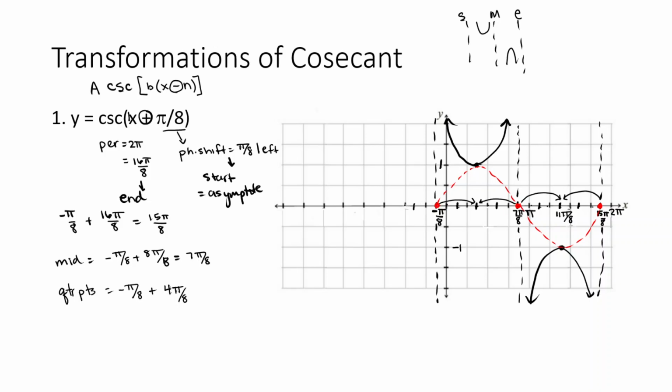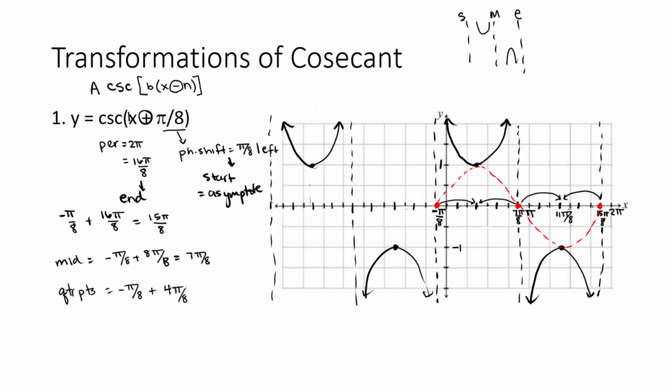So 1, 2, 3, 4, 5, 6, 7, 8. 1, 2, 3, 4, 5, 6, 7, 8. 4 in between, 1, 2, 3, 4. And this will give me a bottom because they have to alternate. And then 1, 2, 3, 4 will give me a valley there. So now I have 2 full cycles of cosecant.